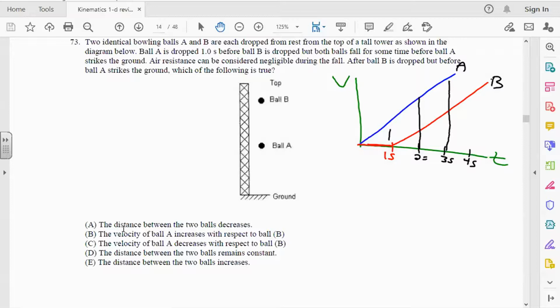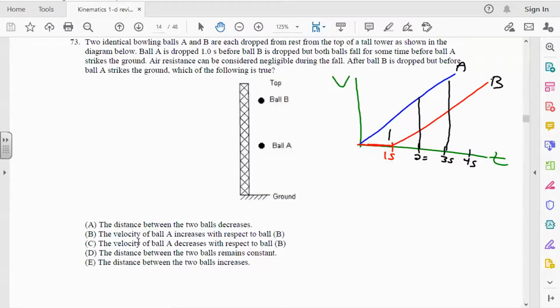20 meters per second. Then B is going to be moving at 20 at 3 seconds, and A's is going to be 30. So they're always going to be 10 meters per second off from each other. So A's velocity is not increasing with respect to B, it's always going to be 10 meters per second faster because it was dropped 1 second before.